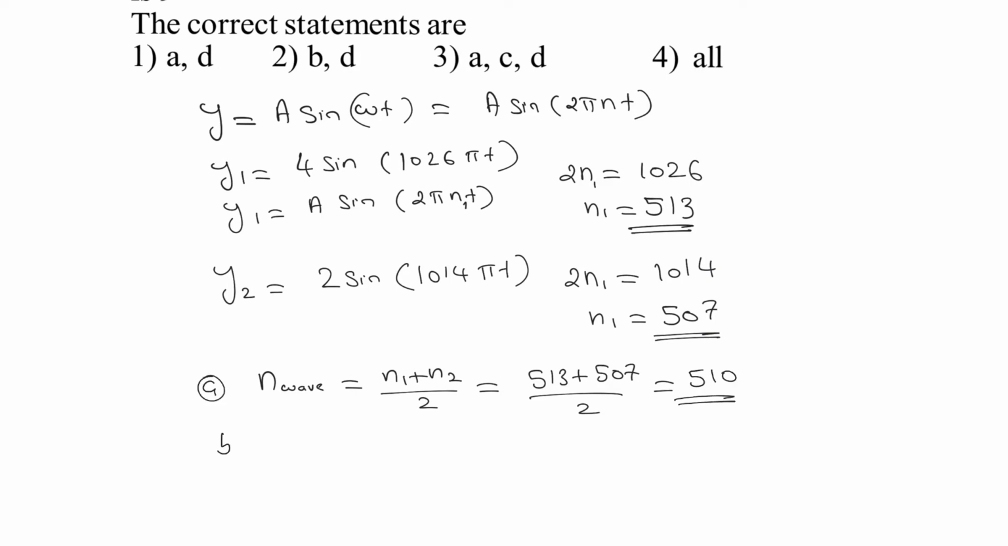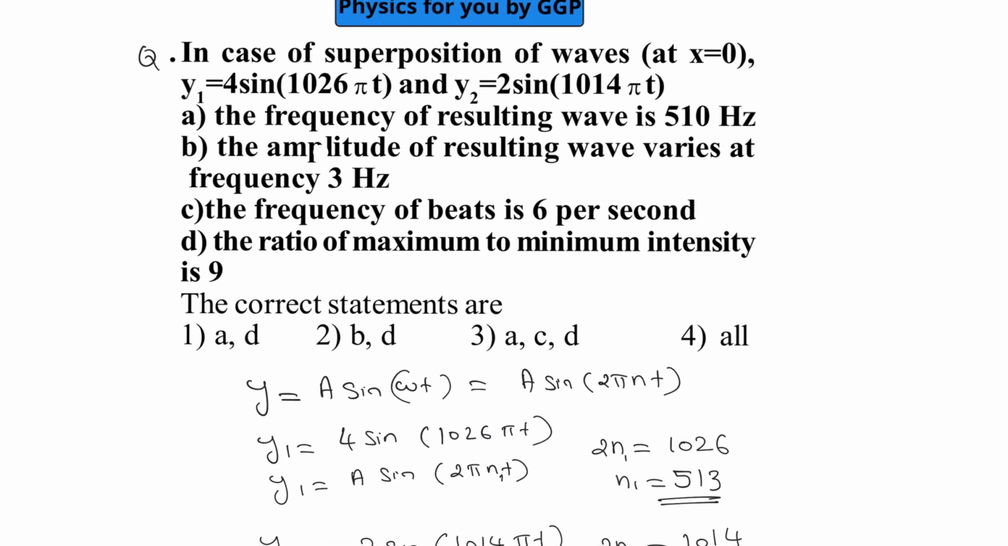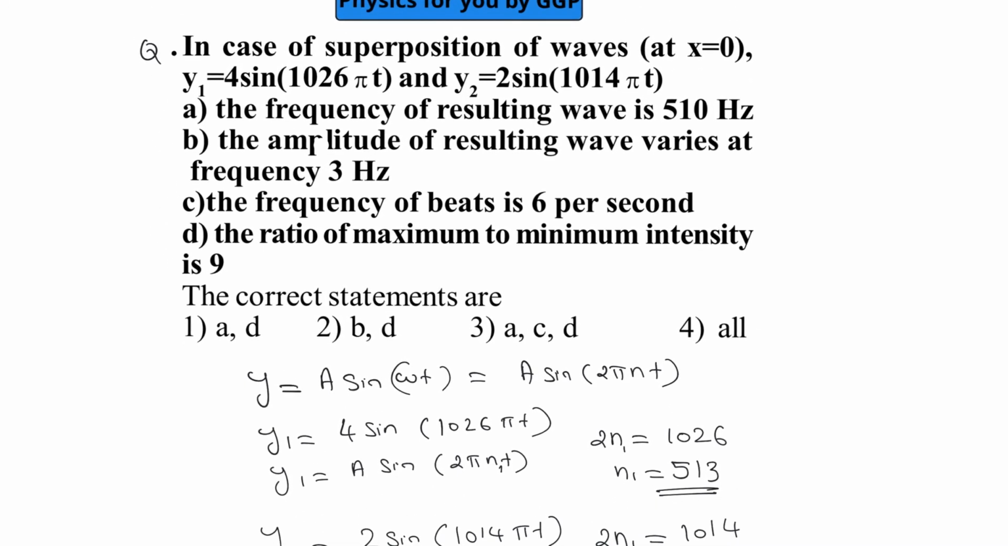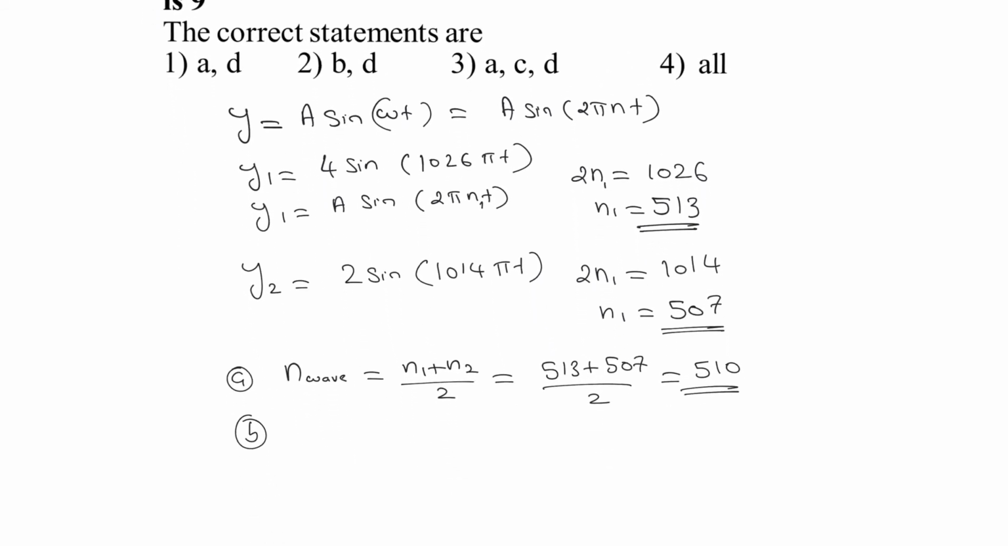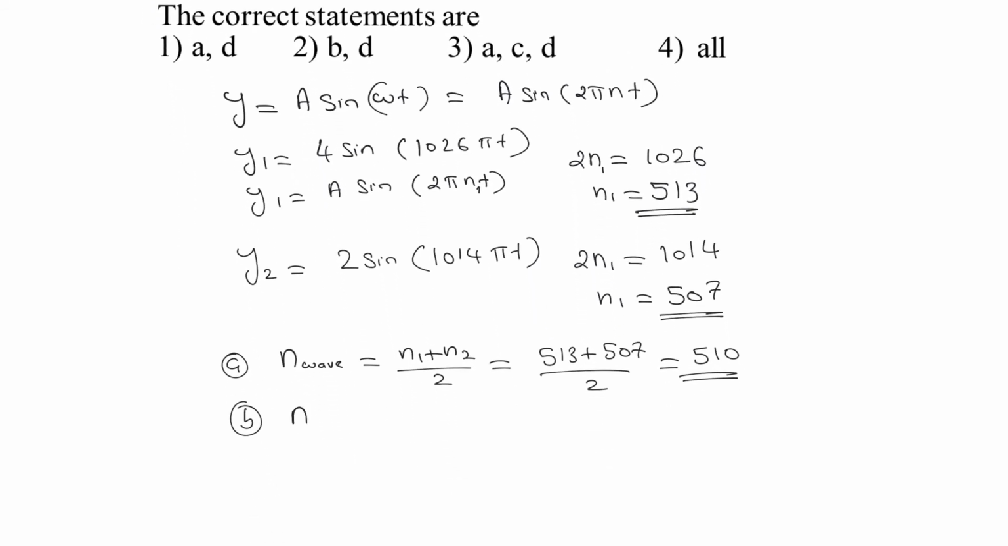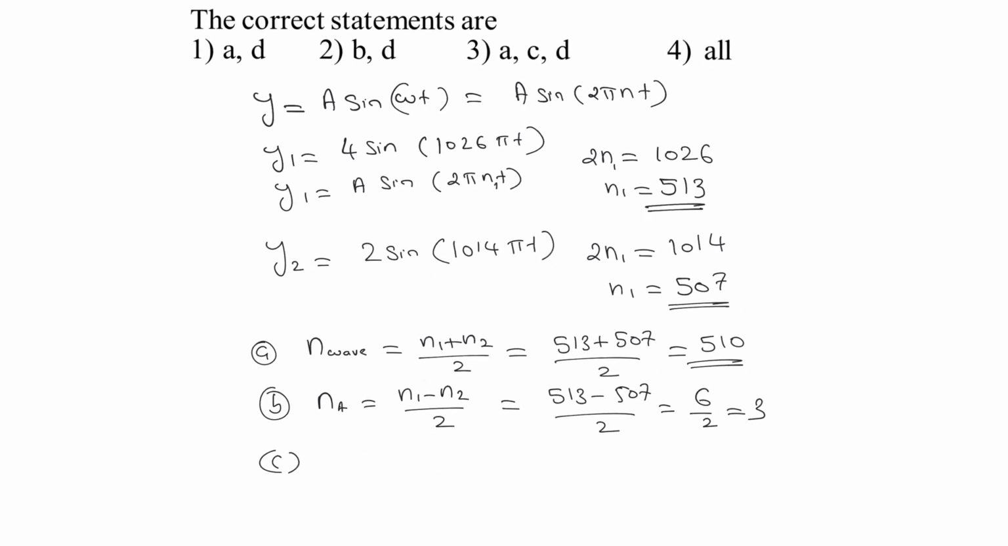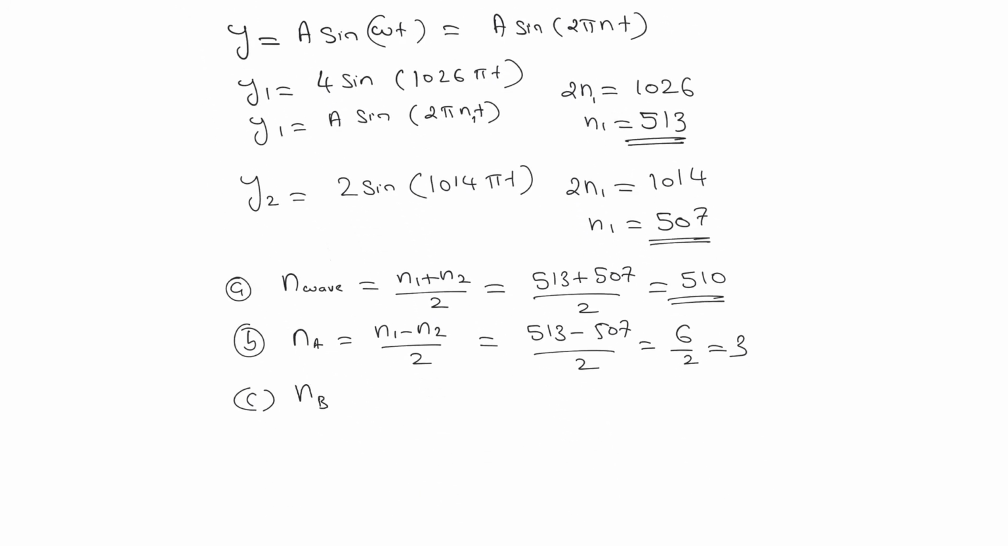And in option B, our aim is to find out the frequency at which the amplitude of the resulting wave varies. So this is basically n1 minus n2 divided by 2, which is 513 minus 507 divided by 2, which is 6 divided by 2, which is 3. And in the third option, it is given the frequency of beat. So we know that the beat frequency is n1 minus n2, which is equal to nothing but 6.